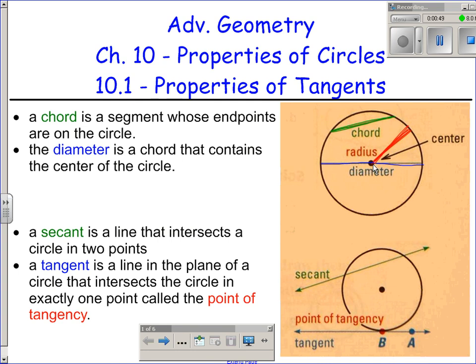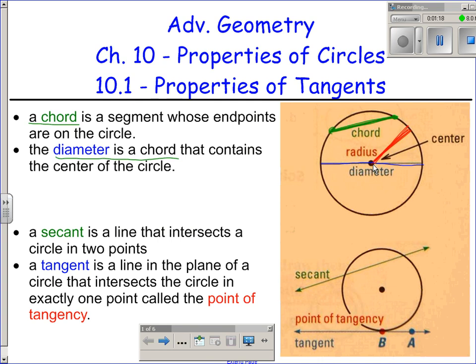A new term is called a chord. A chord is a segment whose endpoints are on the circle. So that's this green segment here. Endpoints are on the circle. That is a chord. Now, you know what a diameter is, but I don't know if you've heard this, is that the diameter is a chord. Okay? It's a segment whose endpoints are on the circle. It's just that the diameter is a chord that goes through the center.